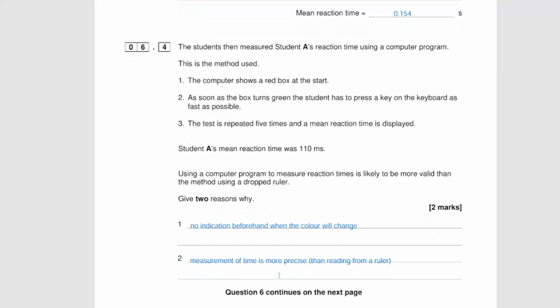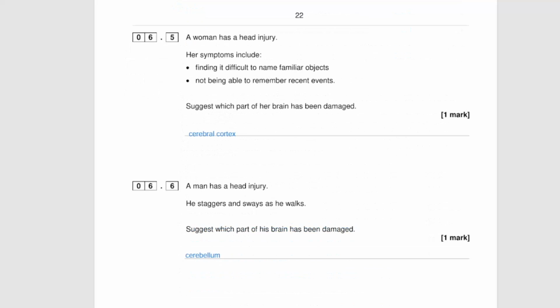Moving on to question 6.5, a woman has a head injury. Her symptoms include finding it difficult to name familiar objects and not being able to remember recent events. Suggest which part of her brain has been damaged. Suggest which part of her brain has been damaged, with this being the cerebellum.